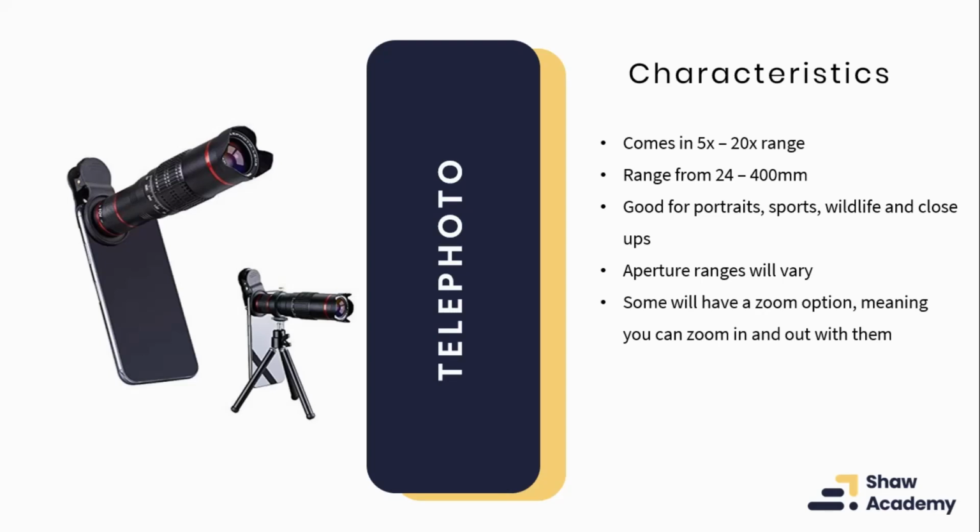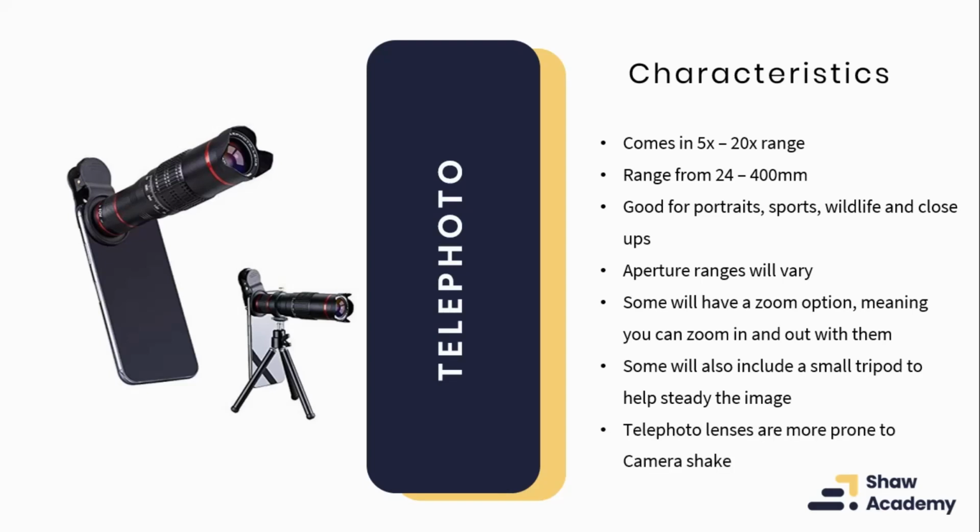Some will have a zoom option, meaning that you can actually change the range. You can zoom in and out with them. So they'll have a range of, say, 5 to 10, which means you can start at 5 times optical zoom and zoom into 10 times optical zoom. And as I've said before, some will also include a little tripod to help keep your image steady. And as I mentioned as well, telephoto lenses are more prone to camera shake.